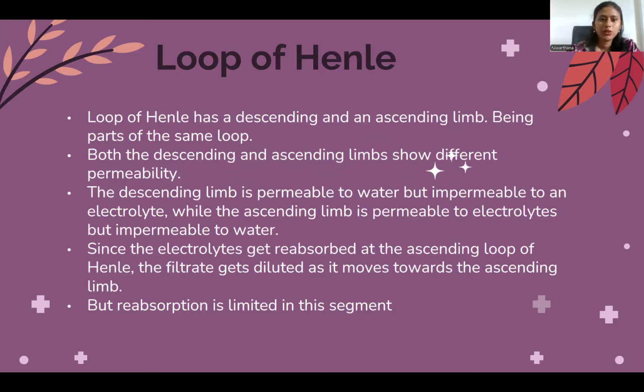So, the next part is the loop of Henle. As we saw previously, it has an ascending and a descending limb. Both the descending and ascending limbs show different permeability. Okay. So the descending limb is permeable to water, but it is impermeable to electrolytes. While the ascending limb is permeable to electrolytes, but it's impermeable to water. You have to remember these points because they come in MCQs.